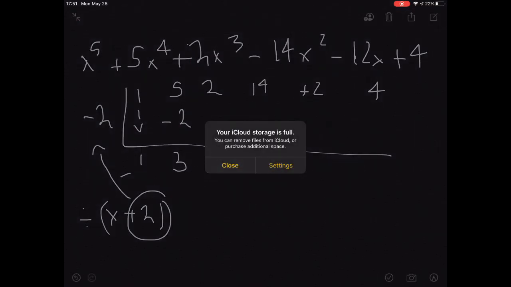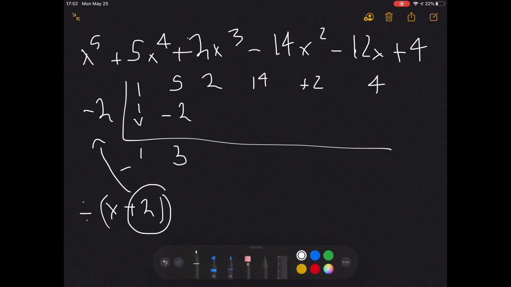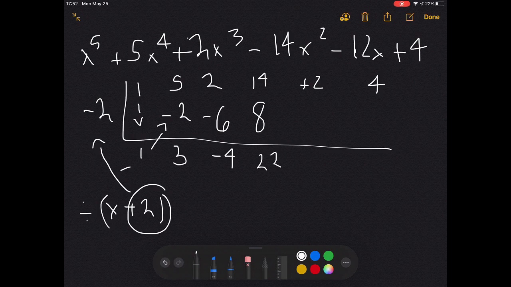So -2 times 3 would be -6. And then that's me drawing, and my voiceover is not correctly on time. It would be -6. We add that, it would be -4. -2 times -4 would be 8, because the negatives will cancel out. 14 plus 8 would be 22. Then -2 times 22 would be -44.